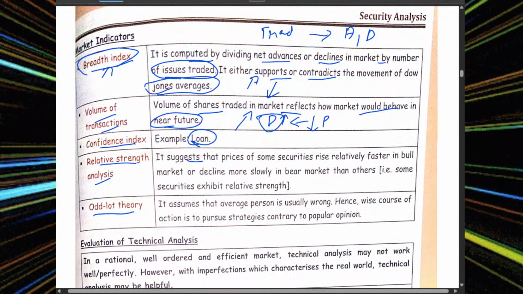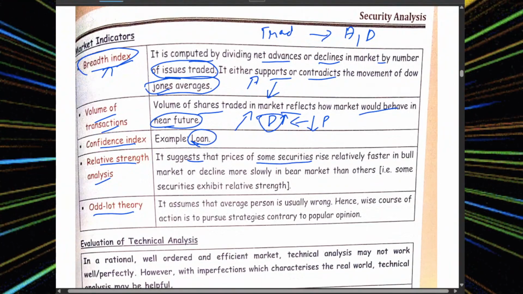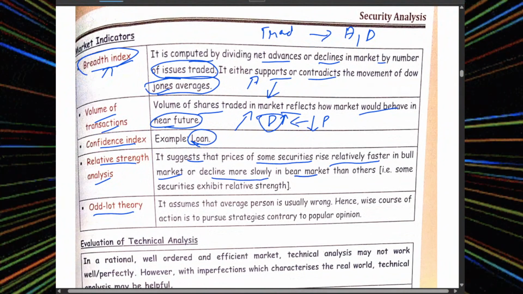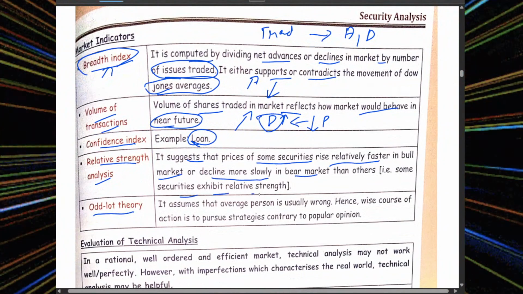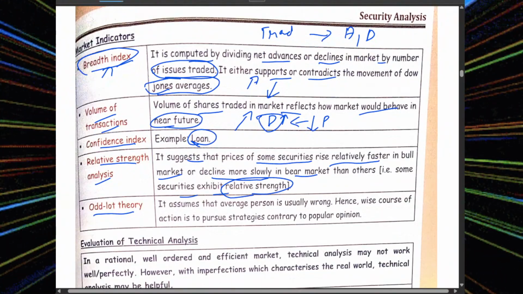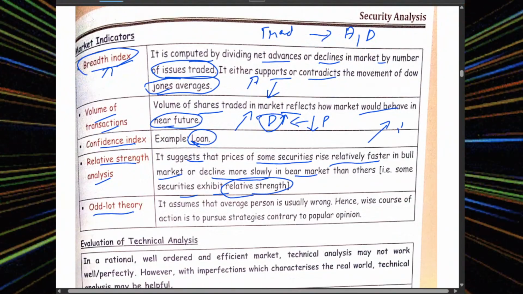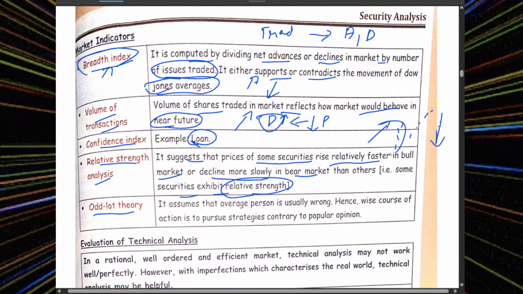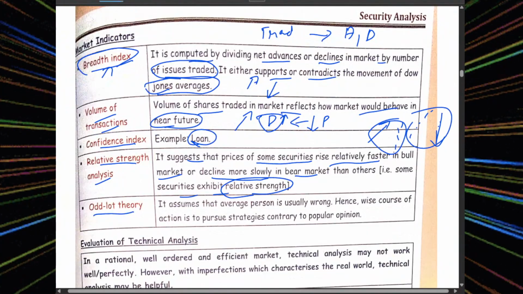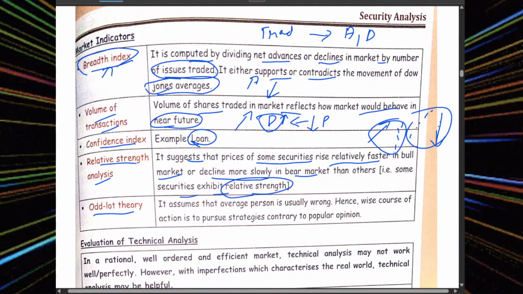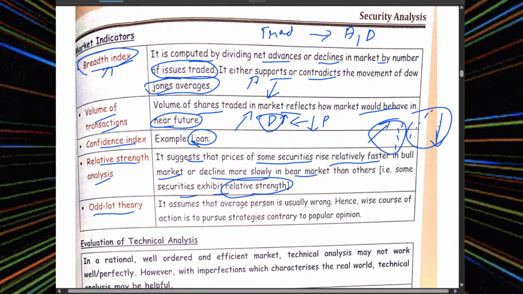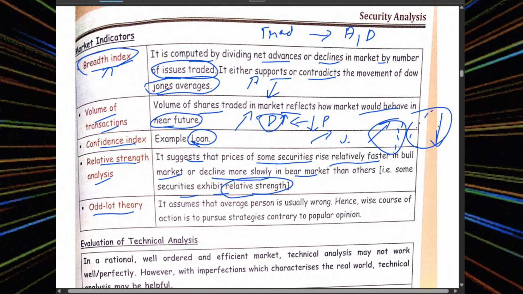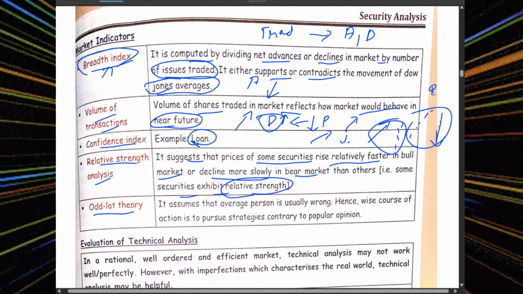Relative strength analysis. It suggests that the price of some securities rises relatively faster in a bull market or declines more slowly in a bear market than others. Some securities exhibit relative strength. So some securities will grow fast but fall very slowly. Some will go slow but fall fast. So these are all based on relative strength analysis. Through that we can find which shares we can invest in with reduced risk. With other shares, if we invest, we may have a higher risk of price fall.